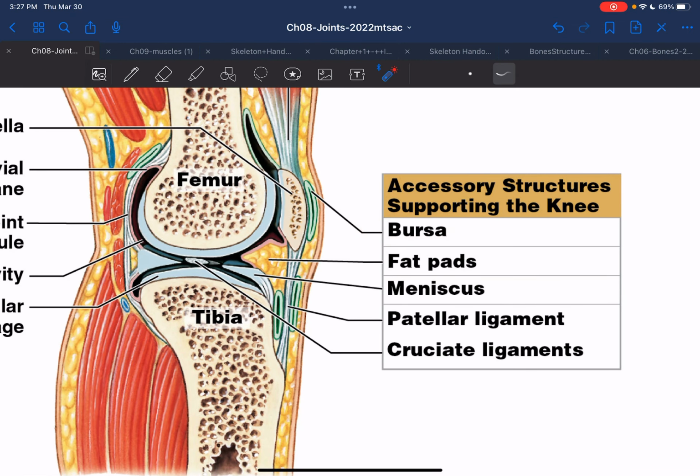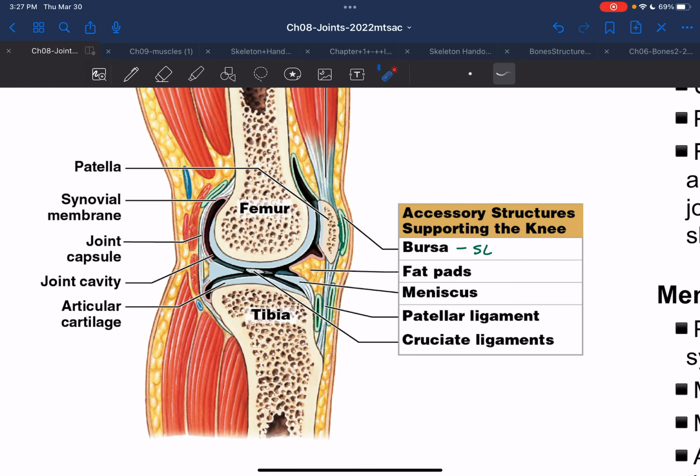Now, bursa is sort of like when we thought about a joint cavity, right? That whole entire space in here that contains synovial fluid. Bursa are like little mini cavities, little mini sacs. And the good news is all they possess is synovial fluid. They possess it in little bags that help cushion the actual joint itself when necessary.